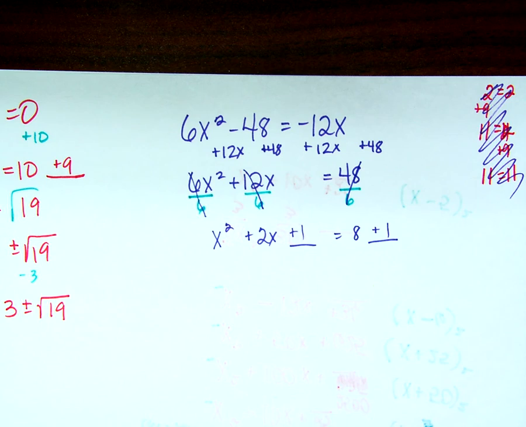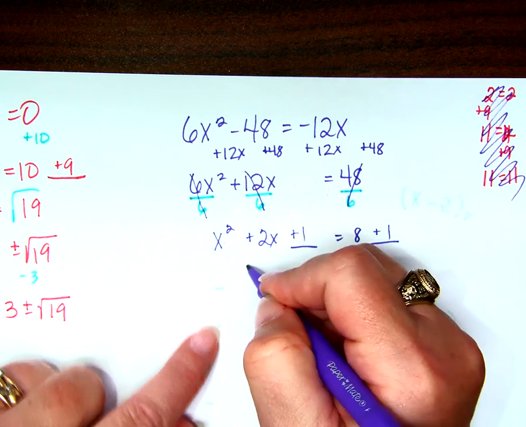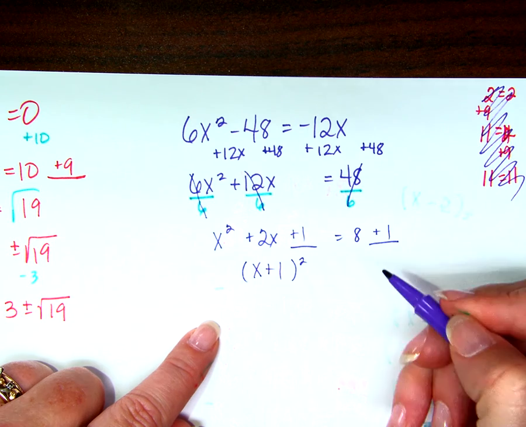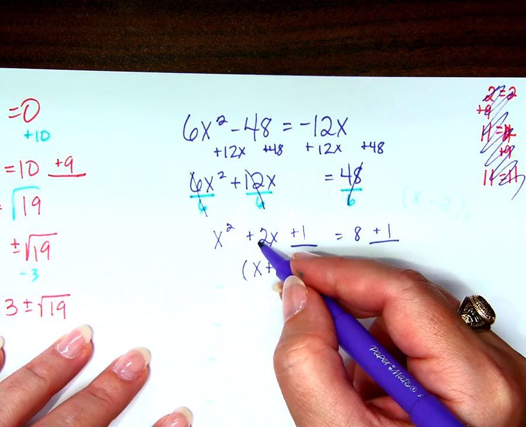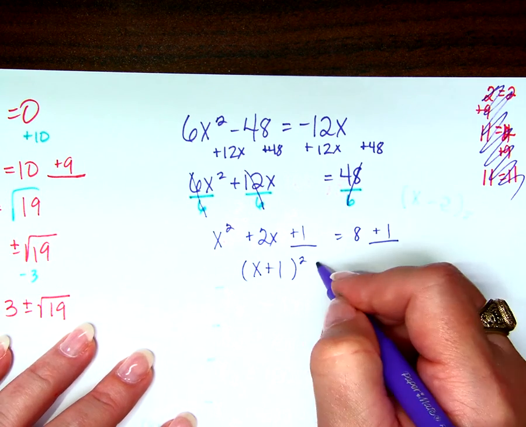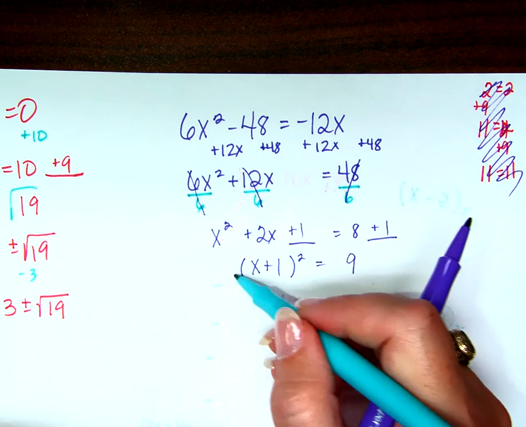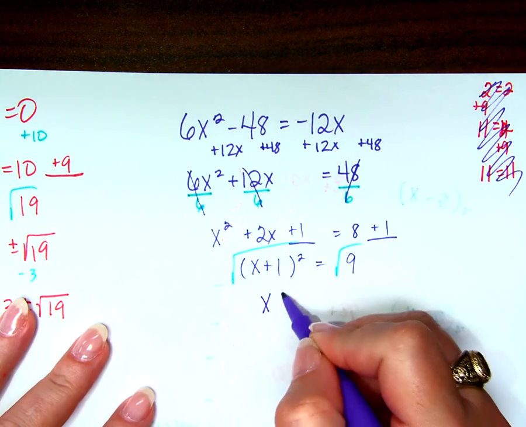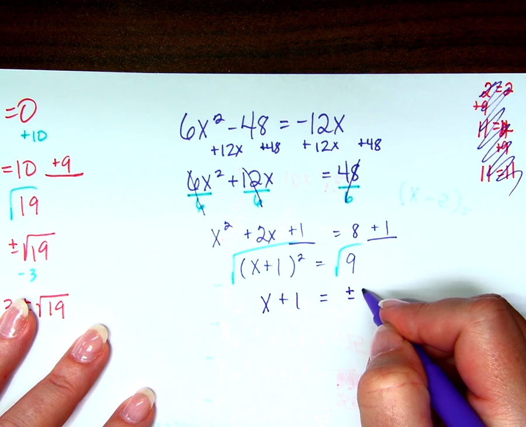Okay? From my trinomial, where do I go? Binomial. What is my binomial in this problem? X plus 1, right? Squared. So yes, it's either the square root of 1, which is 1, or half of 2, which is 1. Equals what? 9. And now, square root both sides. X plus 1 equals plus or minus, which is 3.